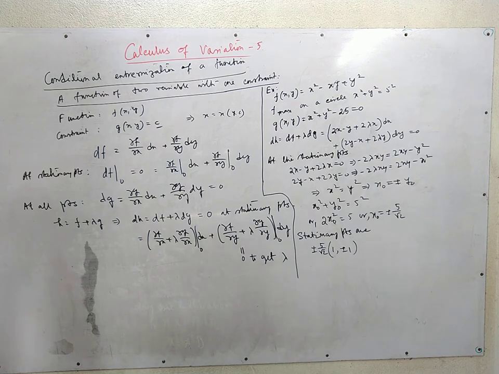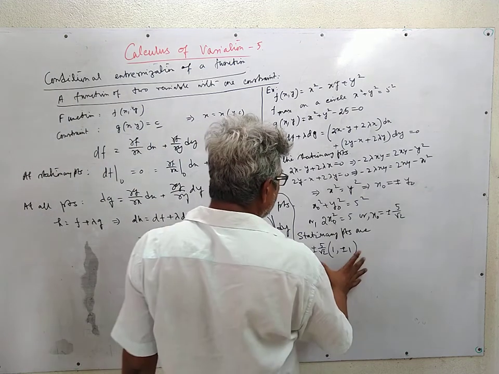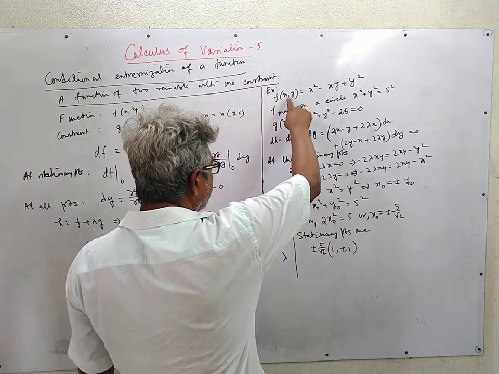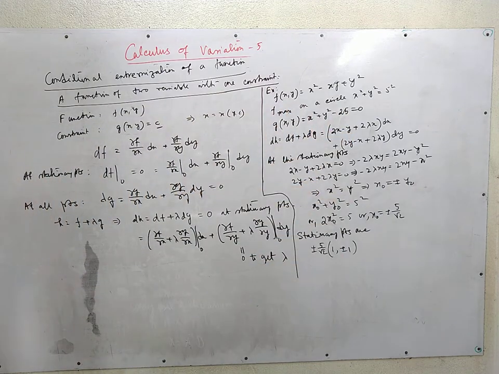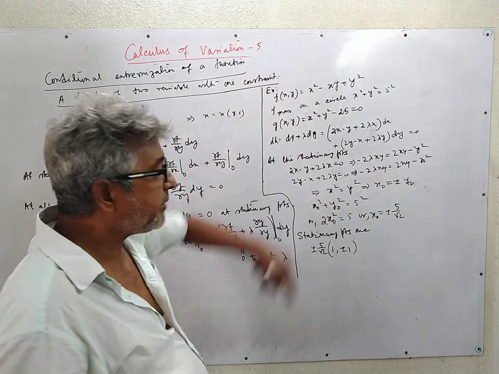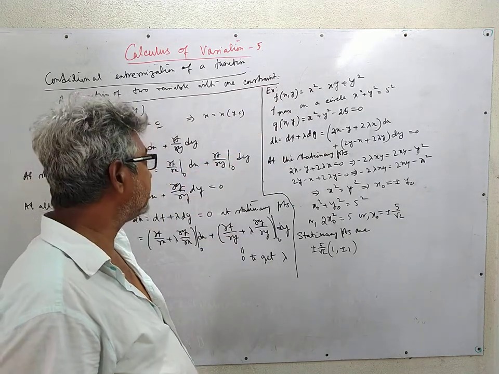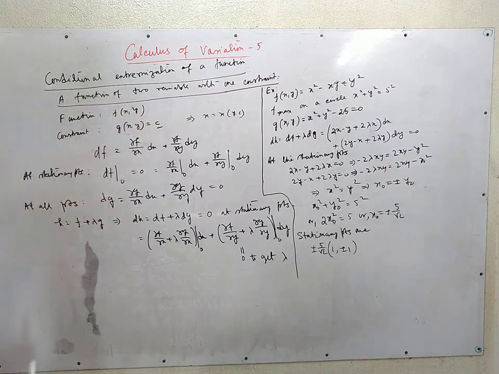To get the maxima and minima, we have to go for the second derivative, but at present we are not going to this. We are restricting ourselves to the determination of x0, y0, that is, we want to locate the stationary points only. So these are the 4 stationary points for the function subjected to this condition. If we change the condition, then the function will have extremum values at some other points.